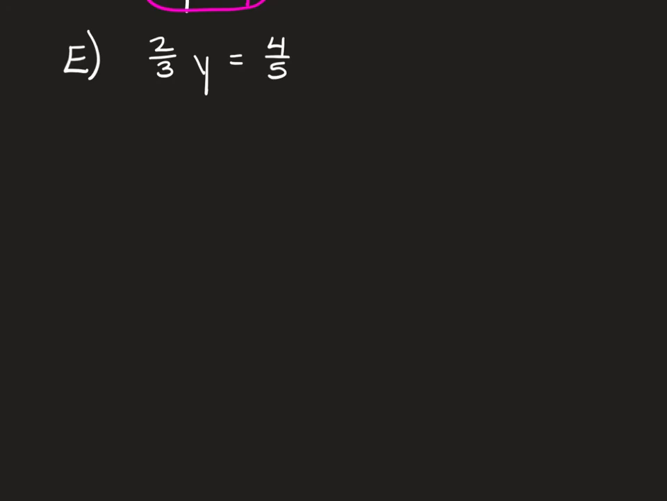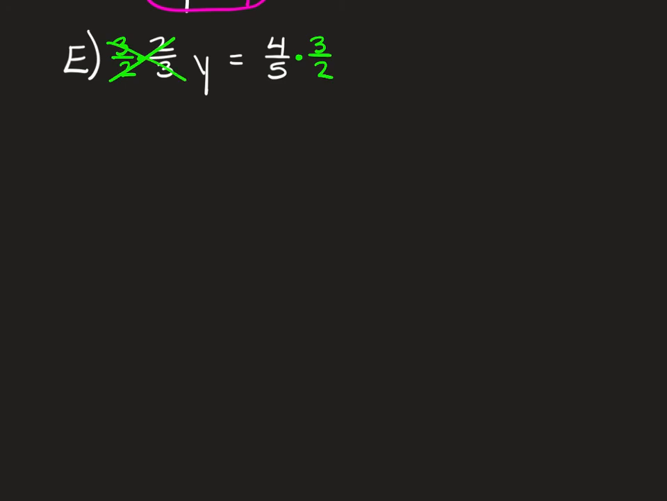This is our last equation, just a quick review. We have 2/3 times y. We want to undo that multiplying 2/3, but since we're dealing with a fraction, the easiest way is to multiply both sides by the flipped fraction, the reciprocal, which is 3/2. And we're getting rid of 2/3 because that's what is multiplied by y. So we're multiplying both sides by 3/2.